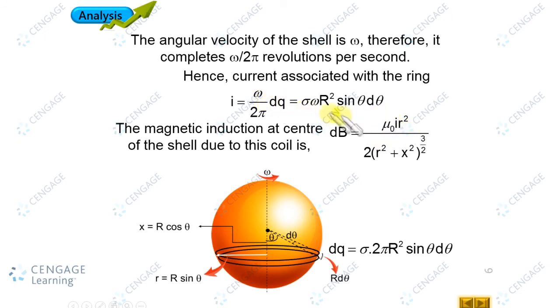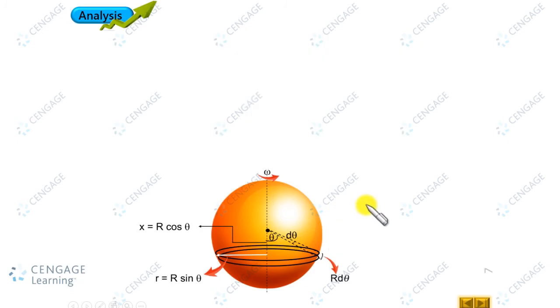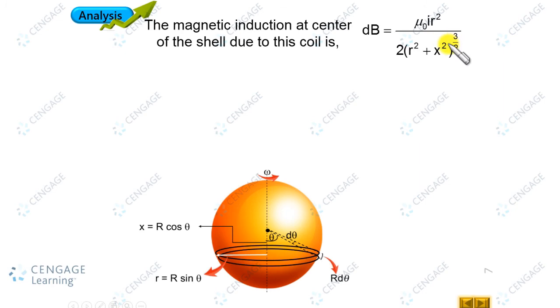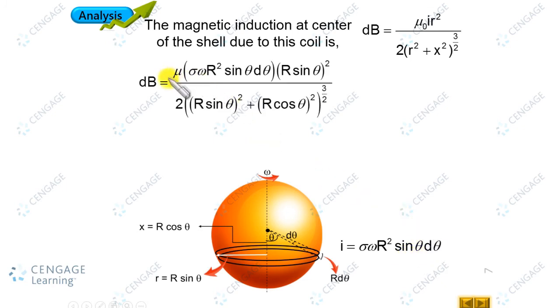I we have calculated, small r is equal to capital R sin theta and x equal to capital R cos theta. So let us write this expression for the magnetic field because of this rotating loop at this center. This is the expression we have calculated up to now. Now let us substitute the corresponding value. I we have calculated this one. So this is the dB. dB is the magnetic field due to this elemental loop which is rotating with the angular velocity omega.